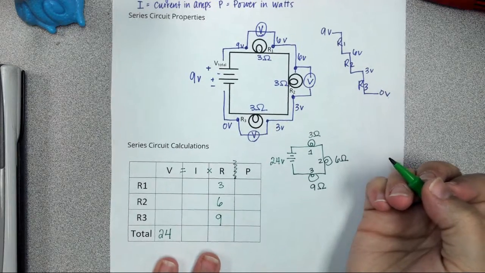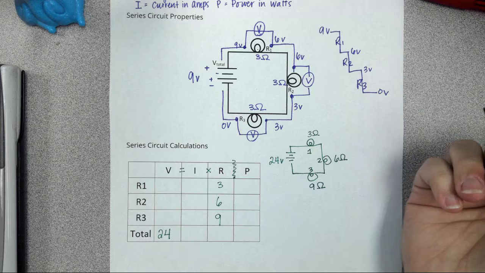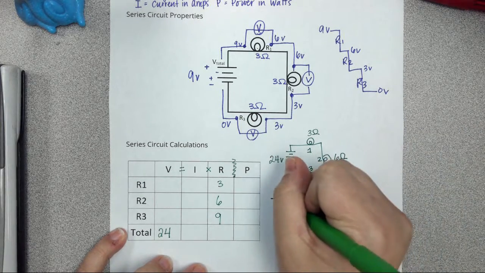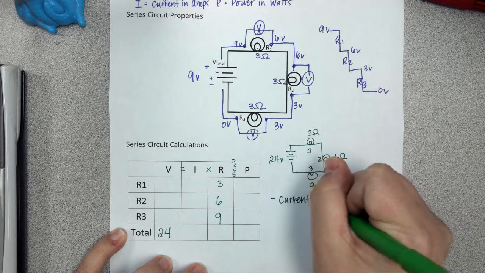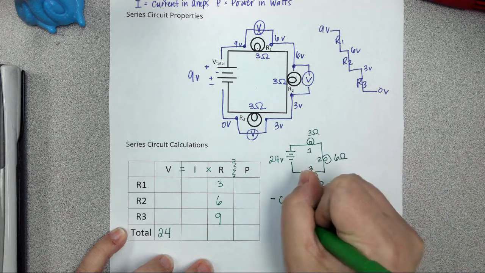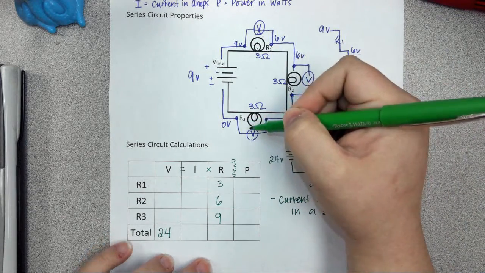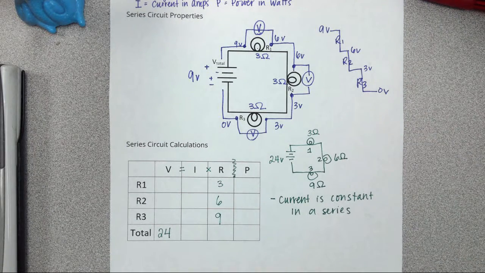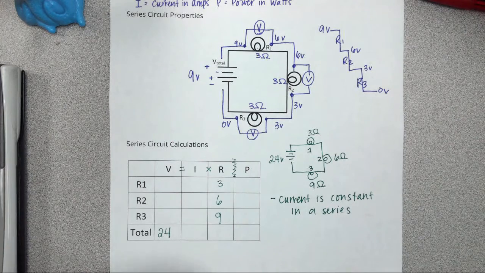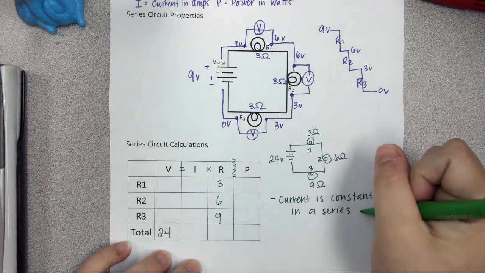Okay. So back up to also including those circuit properties. We said in class that current was constant in a series circuit. That is because if they have to go through all of these circuit elements, then only so many can go through at a time. And so when it's limited at one, it's limited at all of them. So current is constant in a series.